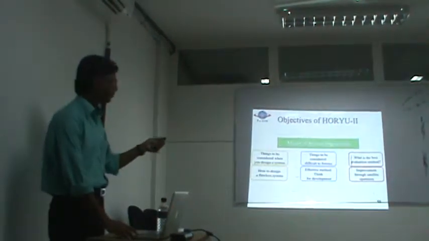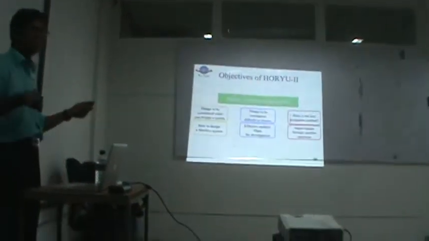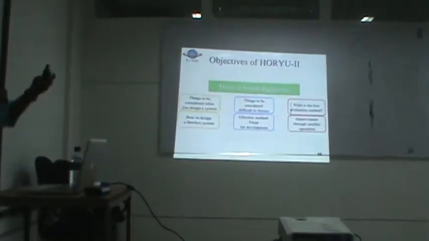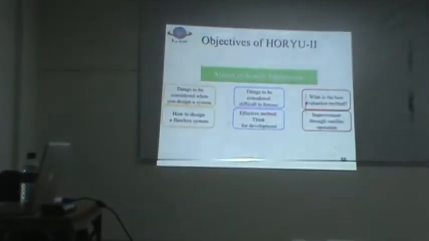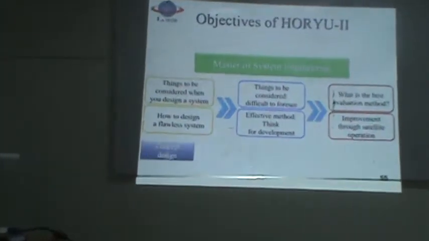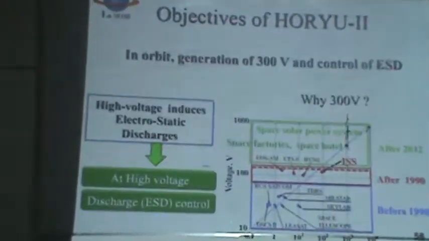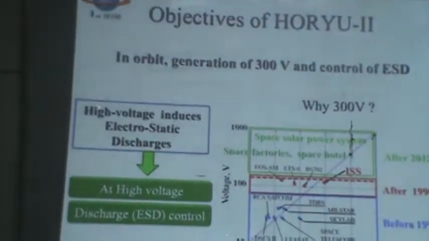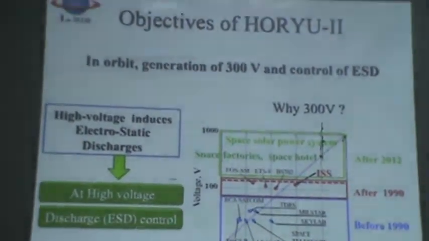And what is the objective of ROBU? ROBU's first objective is to teach the students how to make a satellite. Second objective, there is a different stage. Okay. Second objective is that day by day we need more powerful satellites.